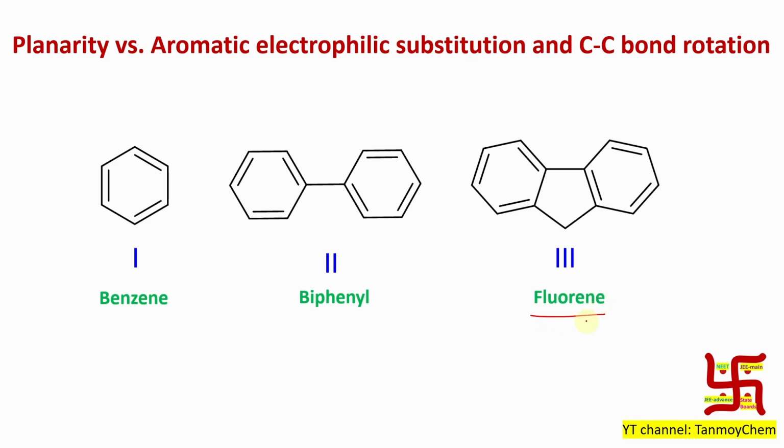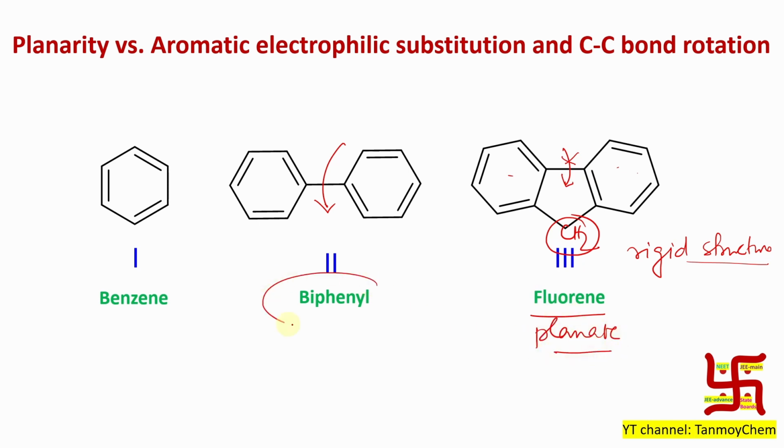Now not fluorine, it's fluorene, another aromatic molecule. So here there is a CH2, and because of this CH2 it has a rigid structure. What do I mean? In this case the C-C rotation is not possible because of this rigid structure. But if you look here, this carbon-carbon rotation is possible. So you may expect that because of this extra methylene bridge, these two rings are in a perfectly planar arrangement. In the other case there is an equilibration, but in this case it's a planar arrangement.